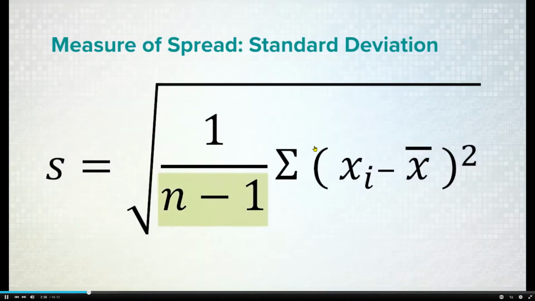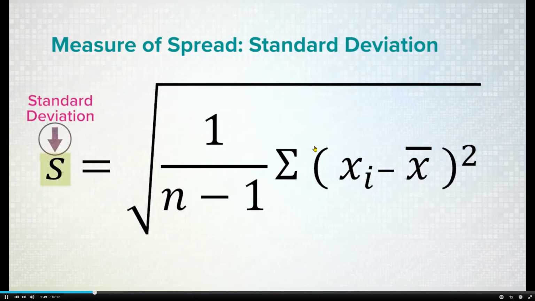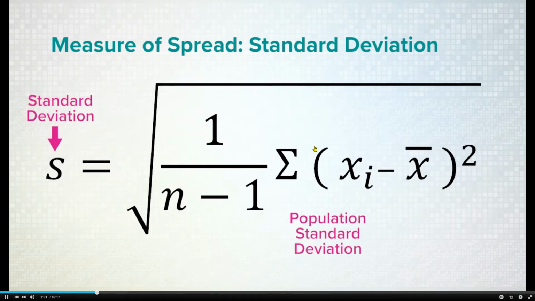The reason for this is that we treat all of our data sets as samples. When finding the standard deviation of a sample, we divide by n minus 1. If it was a population, that's a different story. Symbolically, standard deviation of a sample is denoted by an S, and a population standard deviation is noted by the Greek letter sigma.